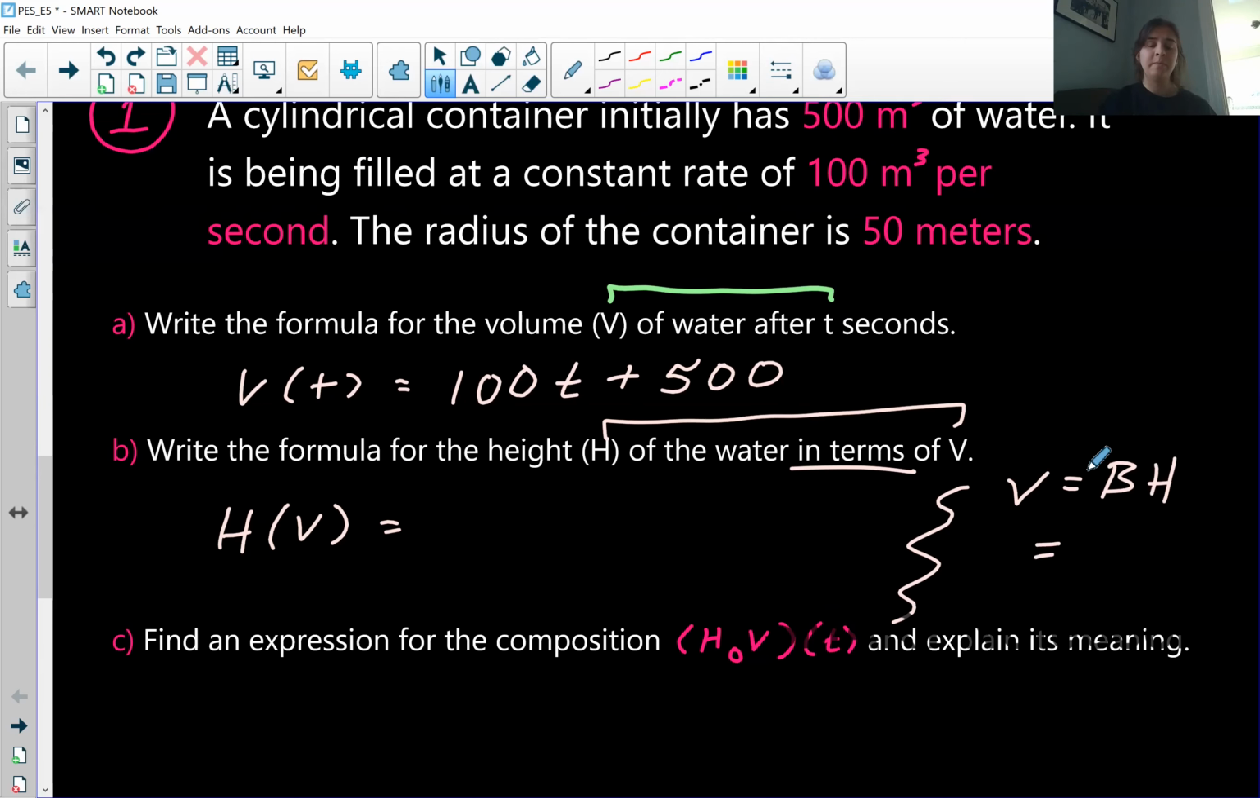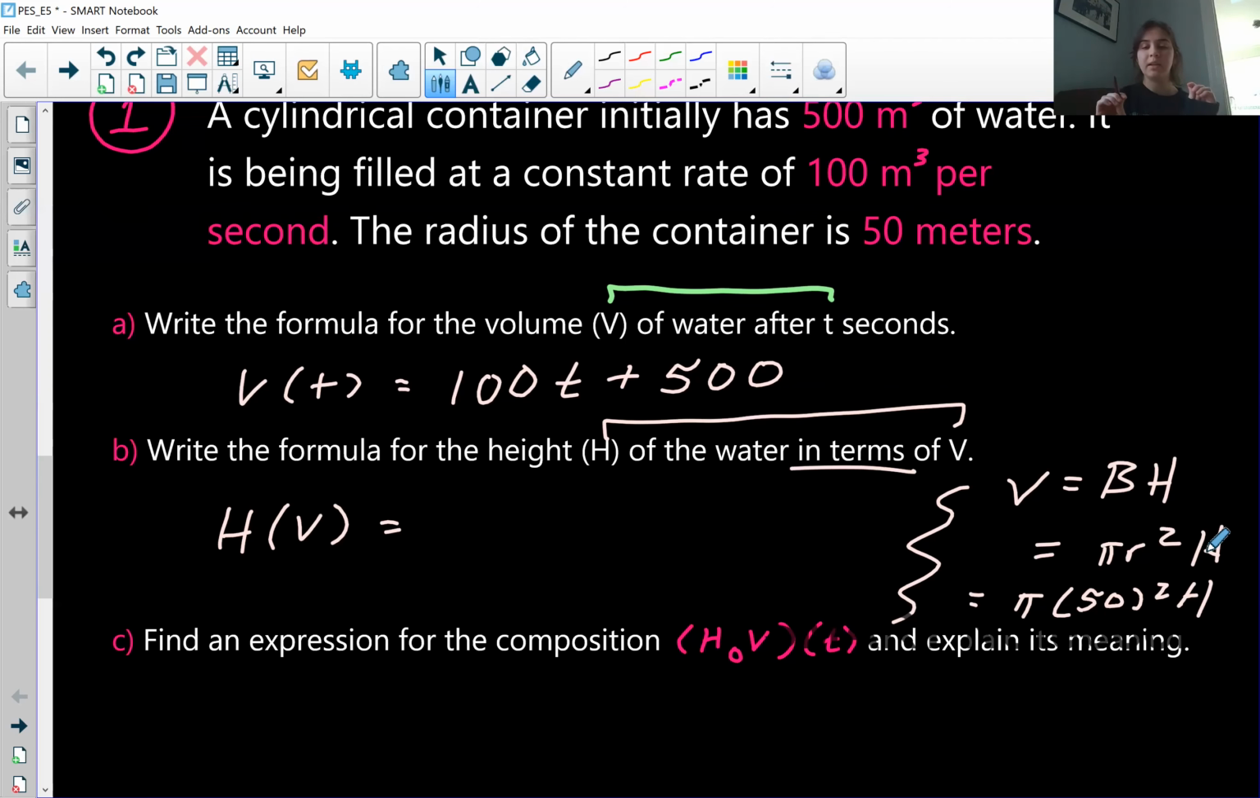They told us it was a cylinder, so the base is going to be a circle, pi r squared. And then we're going to multiply that by the height, which we don't know. And they told us it was in terms of V, so we don't want that r right there. They told us that the radius was 50, so we would plug in 50 for r. So pi times 50 squared, which is a number, times h.